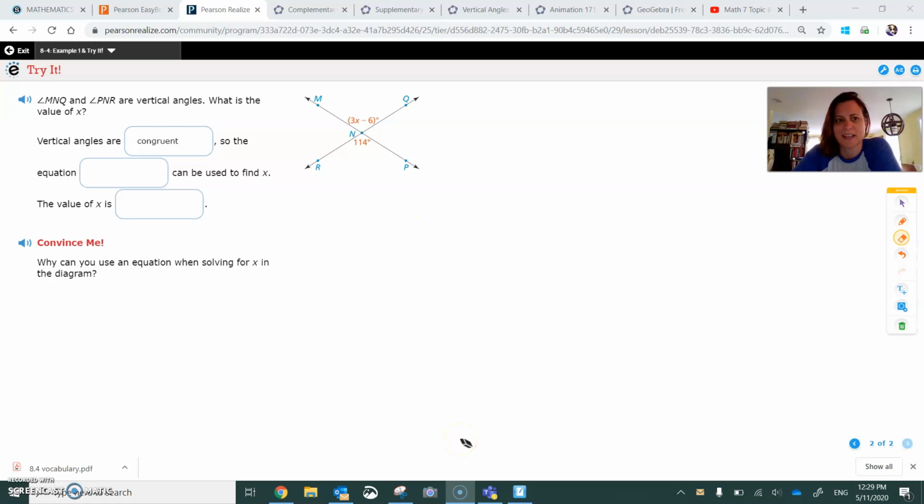All right, I'm trying this again. This is number 8, for example 1. This is the only one that I'm going to do. Super, super short. So, as I said in that last video, vertical angles are congruent.